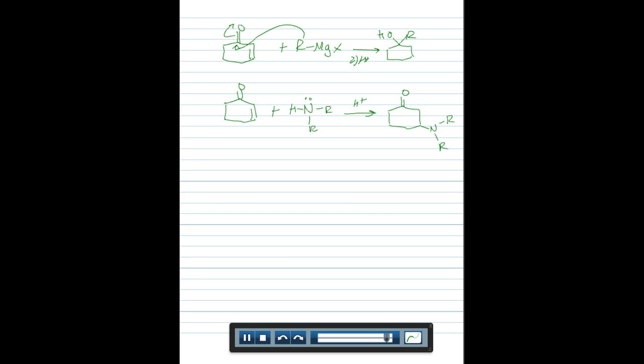So you get the 1,4 addition and you get rid of that pi bond. So if you're trying to determine if it's going to go 1,4 or 1,2, look at your nucleophile. If it's a strong nucleophile, it goes 1,2. If it's a weak nucleophile, it goes 1,4.